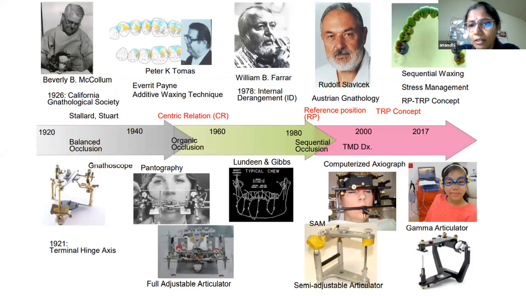And then we mount it on an articulator. After we do the axiograph, we get the tracings, and the upper face bow is a functional face bow that we use to mount it on an articulator, and then we can treatment plan looking at the articulator. So that's what Dr. Slavicek talked about, right?